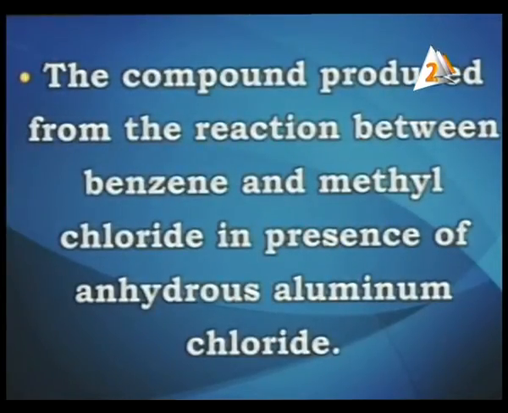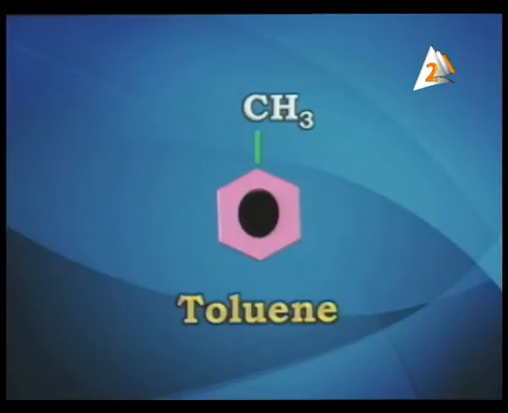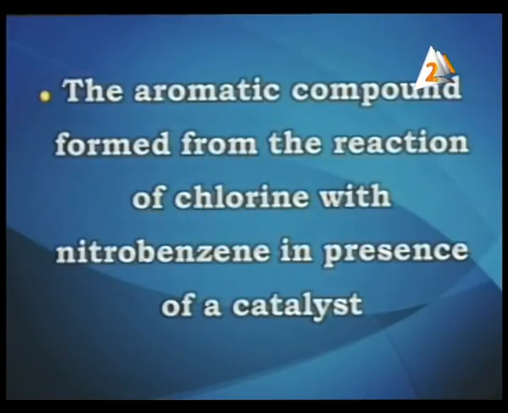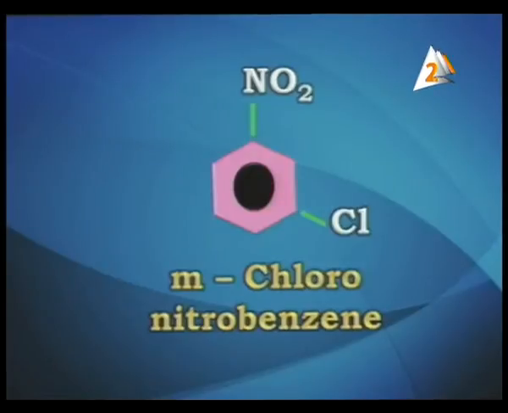The compound produced from the reaction between benzene and the methyl chloride in the presence of anhydrous aluminum chloride. Yes, it will be toluene. The aromatic compound formed from the reaction of chlorine with nitrobenzene in the presence of catalyst. Yes, it will be metachloronitrobenzene, as nitro group is meta-directing group.